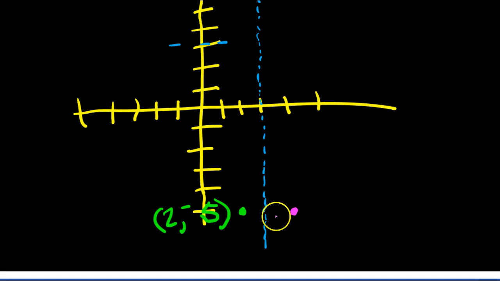So for that reason, this is going to be the point 4 comma negative 5. Remember, this is the line x equals 3. So here we are at 3. If I go 1 space to the right, that's 4. And the y value is still the same. The y value is still negative 5.